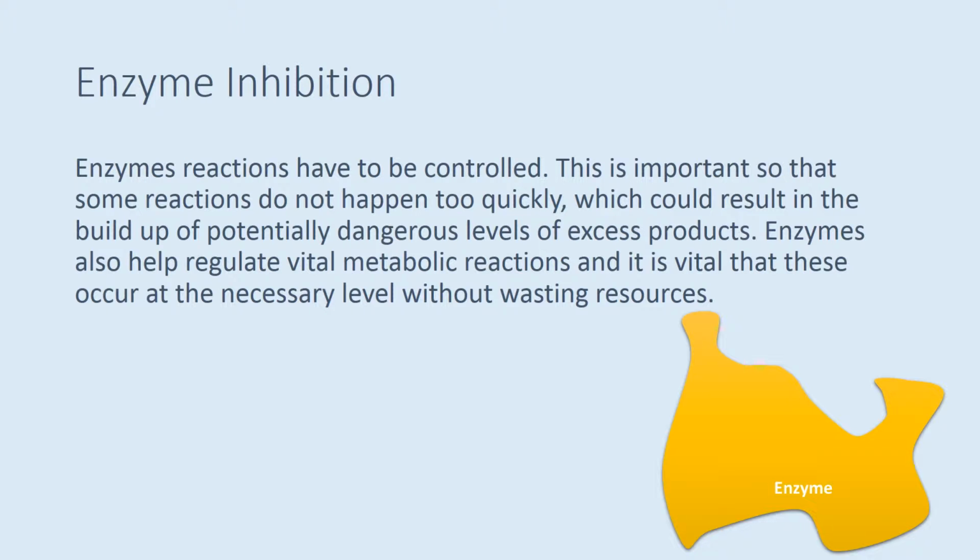Enzyme reactions have to be controlled. This is important so that some reactions do not happen too quickly, which could result in the build-up of potentially dangerous levels of excess products. Enzymes also help regulate vital metabolic reactions, and it's vital that these occur at the necessary level without wasting resources. Today we're going to look at the different types of enzyme inhibition: competitive, non-competitive, and end product.